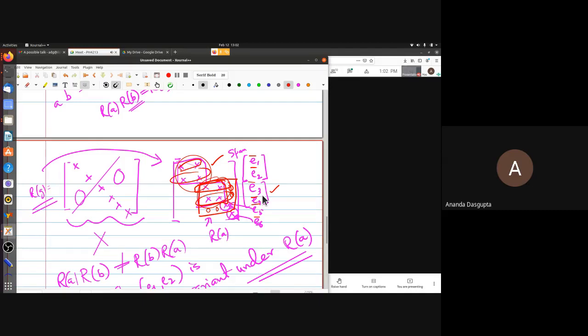Similarly, E6 bar is done. No calculation needed, almost no calculation needed. Well, E1 bar, E3 bar form an invariant subspace under K. E2 bar, E4 bar forms an invariant subspace under K. So what does that tell you?